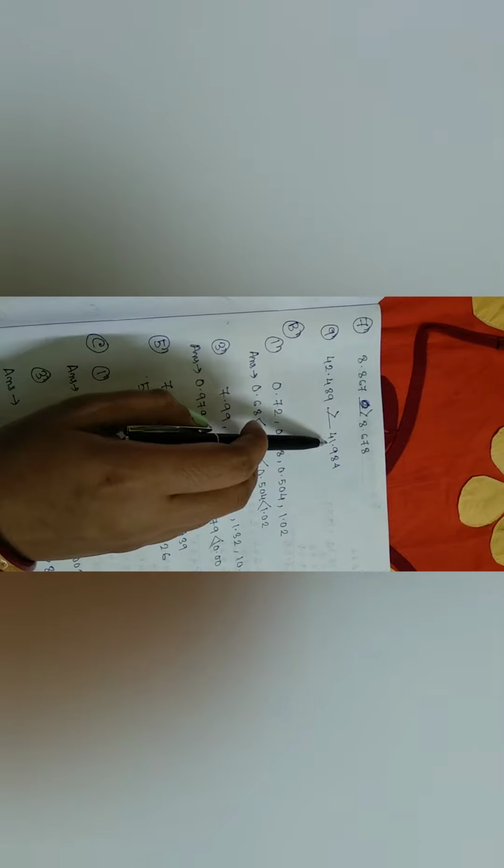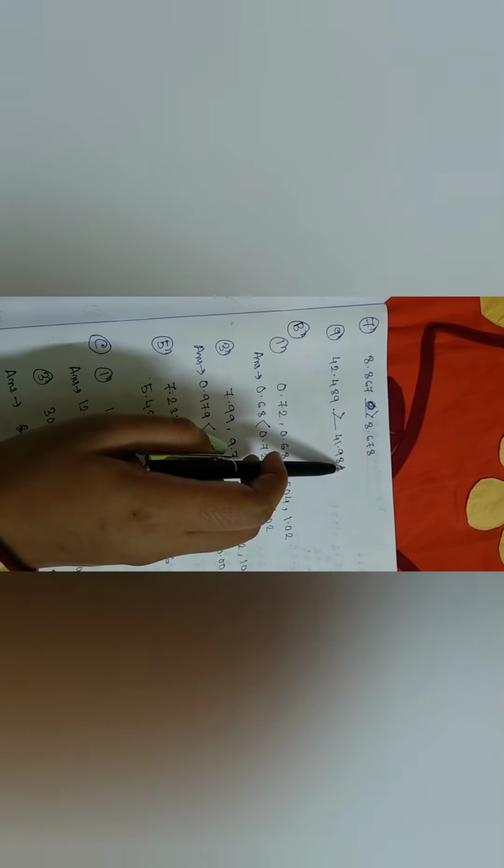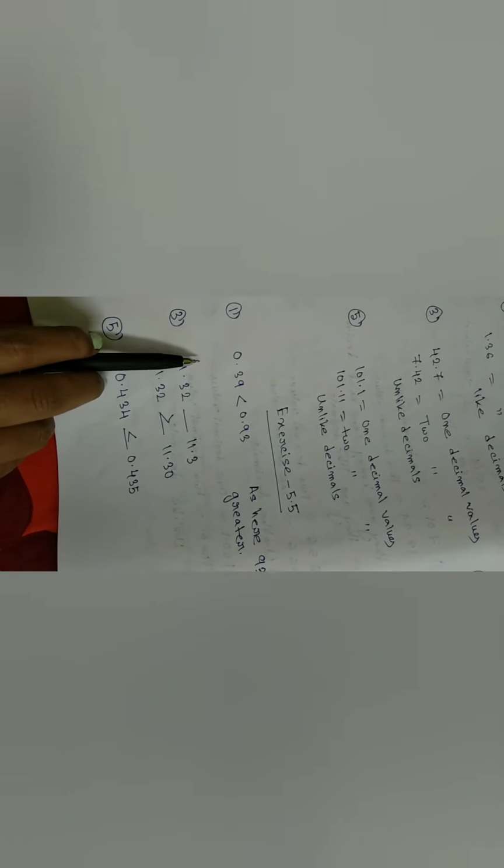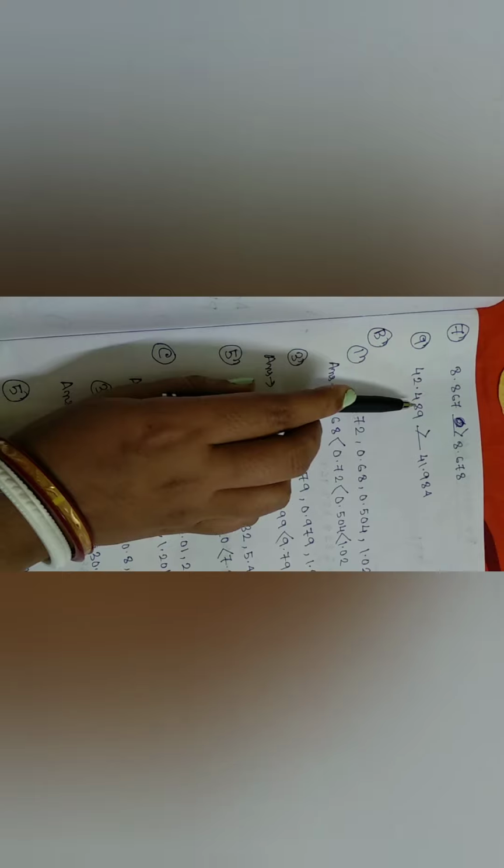42.489 and 41.984. Here we will see that after the point value, when the whole number is the same. Here the whole number is not the same. Up to this point, you can see that the whole numbers are equal: 11, 11, 0, 0, 8, 8. But here, before the point, the number is not equal. So here 42 and here 41. So 42 is greater than 41, so here there is no need to check the after point values. Okay.